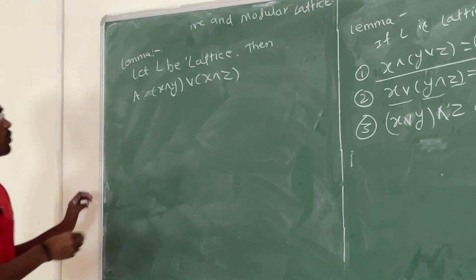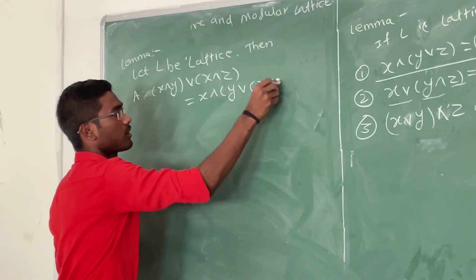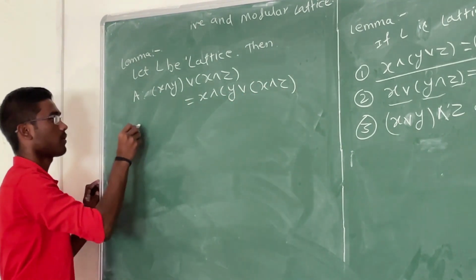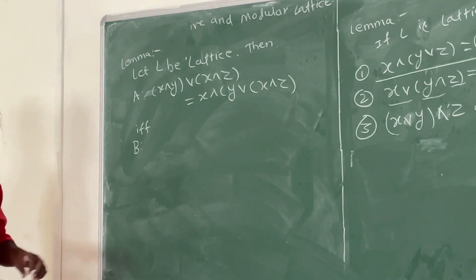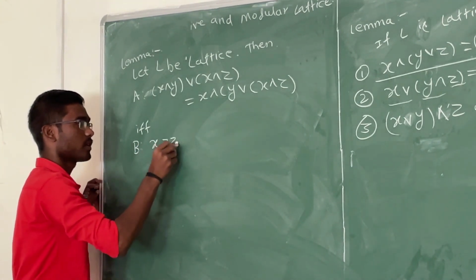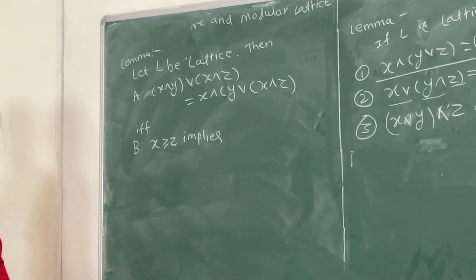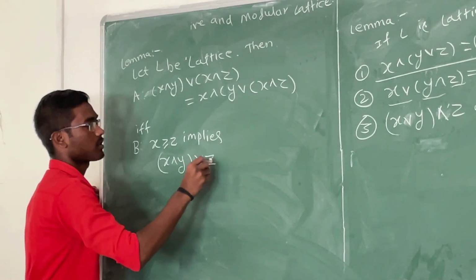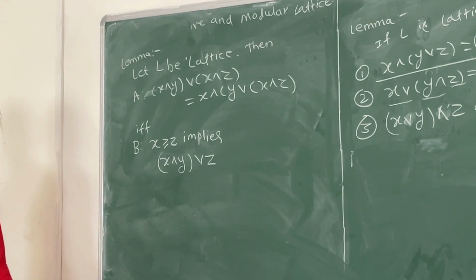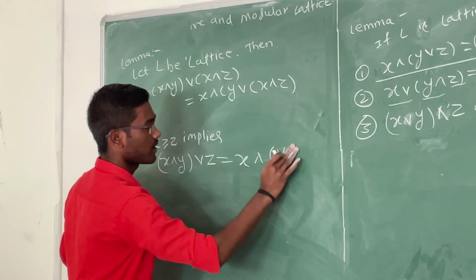x meet y join x meet z is less than or equal to x meet y join z, if and only if statement B: x is greater than or equal to z implies x meet y join z is equal to x meet y join z, with the bracket changed.